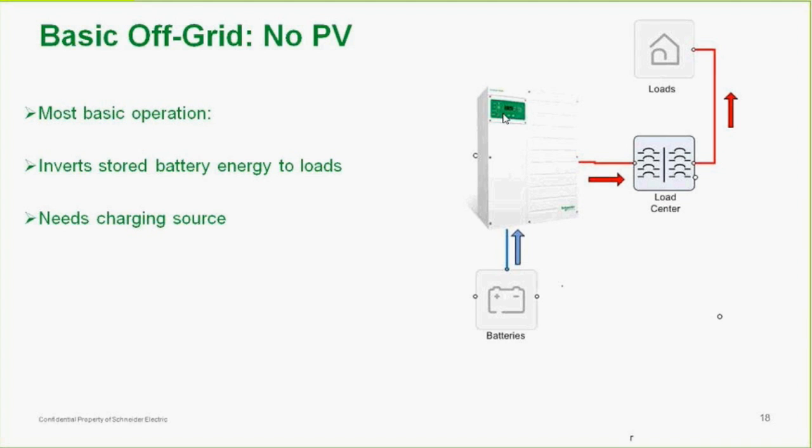So this is our most basic operation of a battery-based inverter. It inverts stored energy from battery to loads, and needs a charging source. That's the problem. The limitation of this particular system we see here is that once the batteries are dead, the system will shut down. So there are some limitations here that we're going to have to overcome, and we'll add them in the next slides.